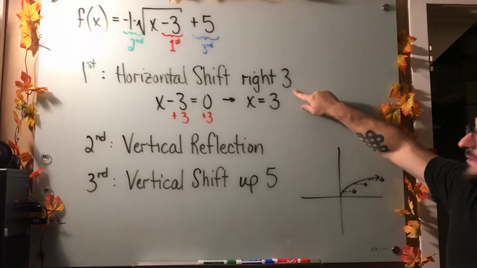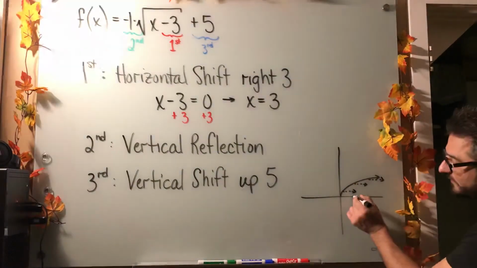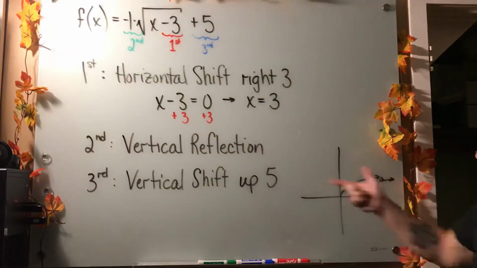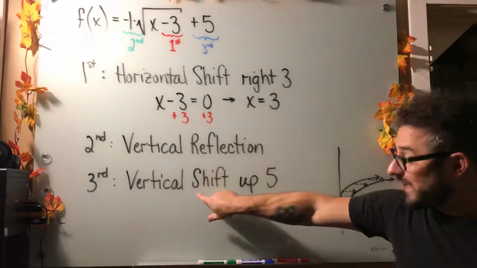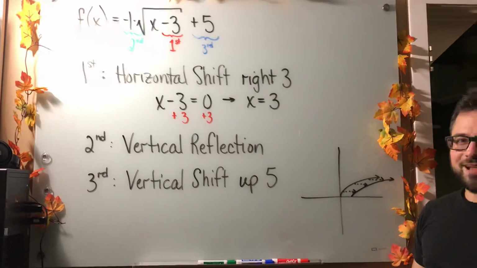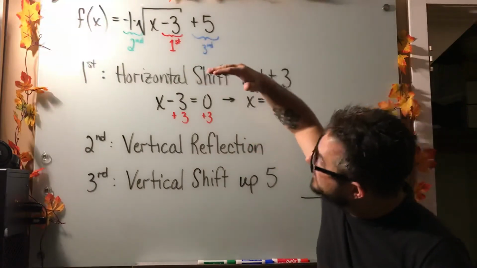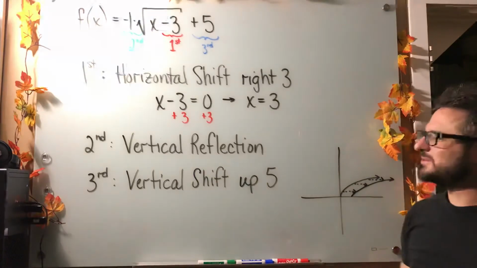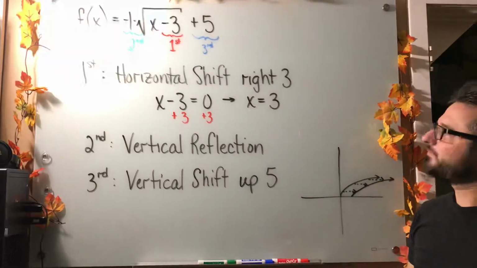the graph after this happens, then take that graph and produce what happens after the vertical reflection. And then take that graph and see what happens with the vertical shift. That's a lot of graphing for one problem. We take the original basic function and then make a new graph for each transformation that occurs. That's kind of a really unwieldy way to do it.